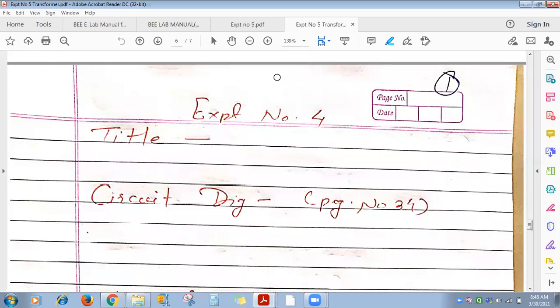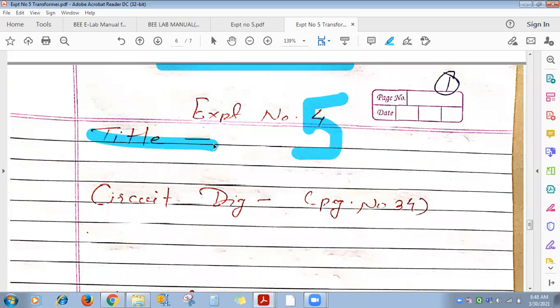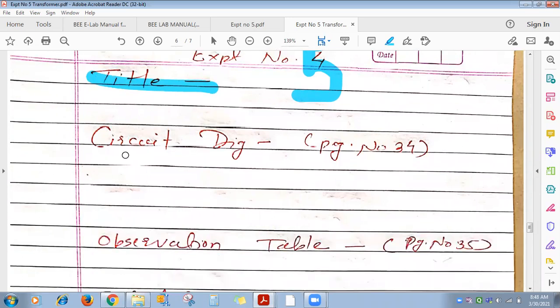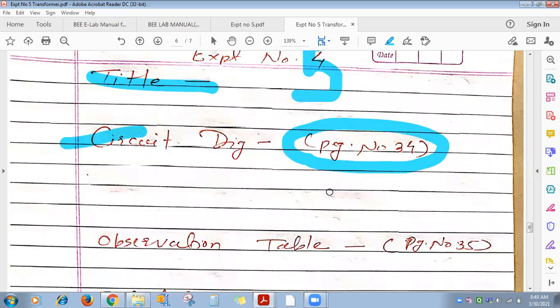Last two. Okay, see here you write Basic Electrical Engineering, experiment number 5. By mistake I have written here 4. Then write down your roll number, name, batch, then mention the title: direct loading method on single phase transformer. Circuit diagram: you have to draw it from e-manual page number 34.